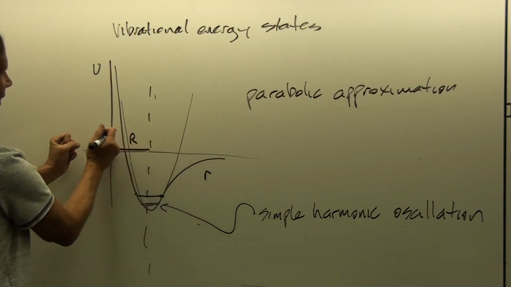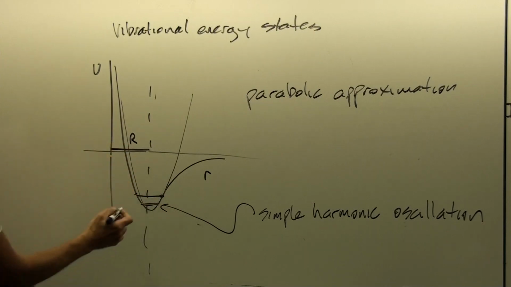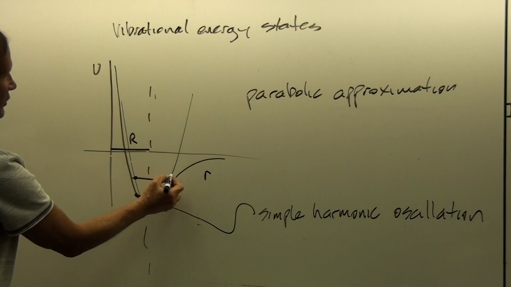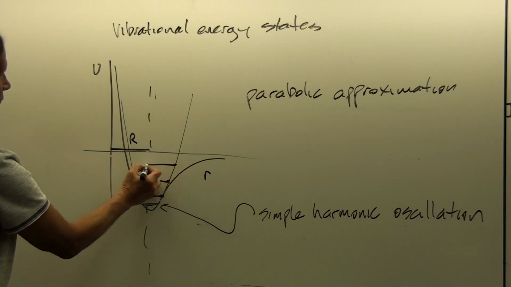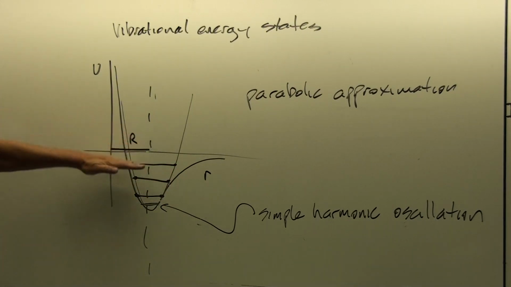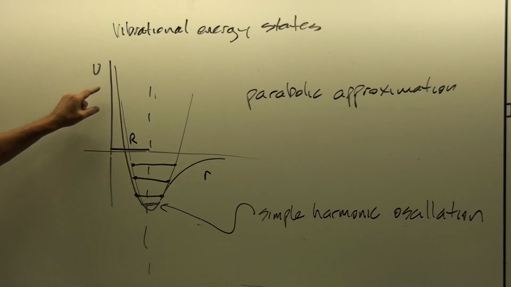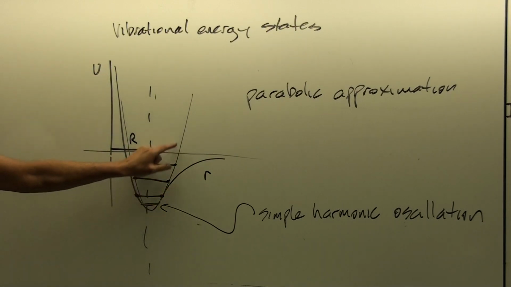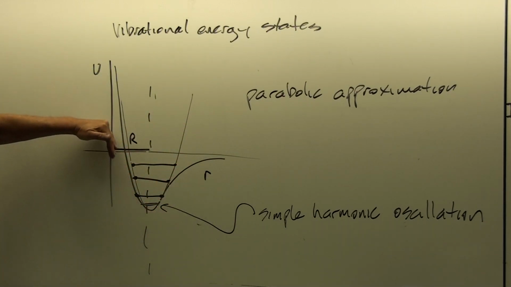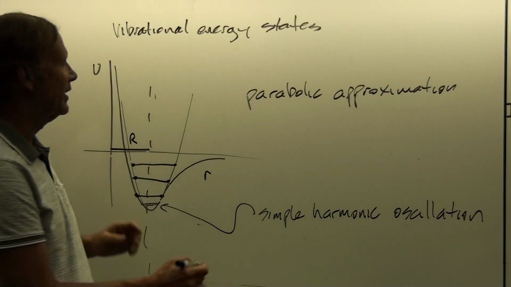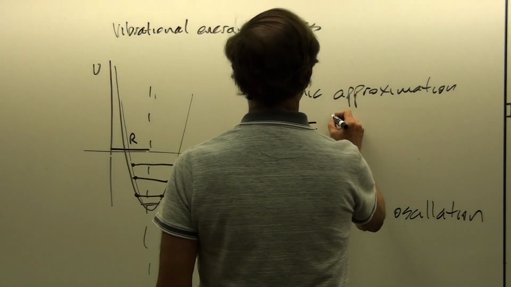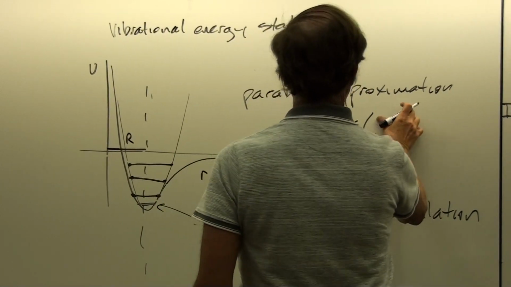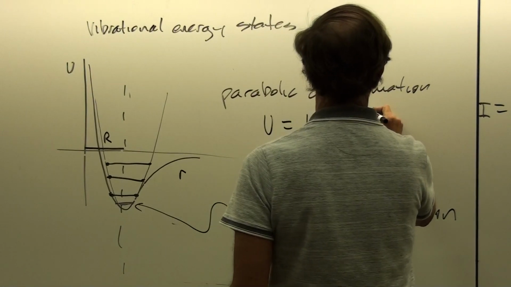So if it goes to that value or to the negative of that value, then that just corresponds to different vibrational states that you can be in the simple harmonic oscillator potential. Assuming that the parabola fits the potential energy versus r plot pretty well at the bottom of this. And so in the parabolic approximation then, U is equal to 1/2 k times, in this case, well, we could call it x.